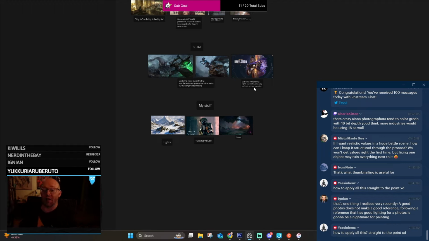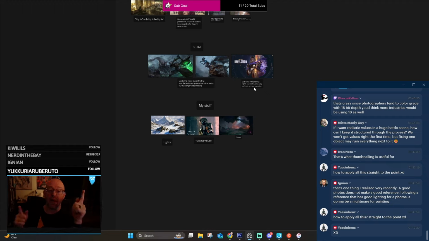How to apply all this, straight to the point? Yeah, that's called an art career and that takes five lifetimes, but yes. So, a good photo does not make a good reference. Following a reference with good lighting for photos is going to be a nightmare for painting. Exactly. Because if you're doing a portrait and they soften out all those features, good luck, because they just blended all your values. There's no structure to it. It's impossible to paint.